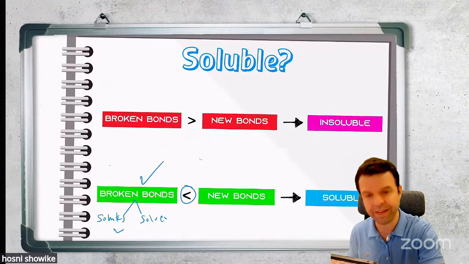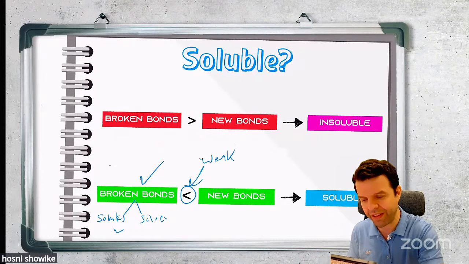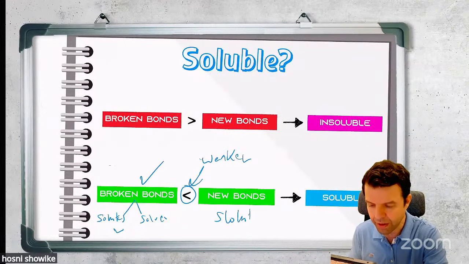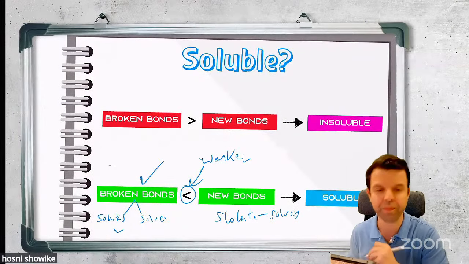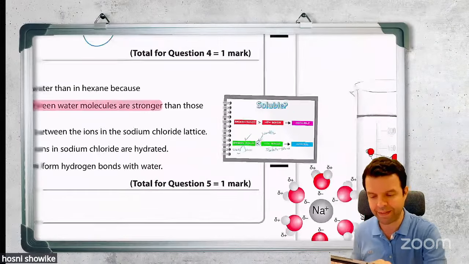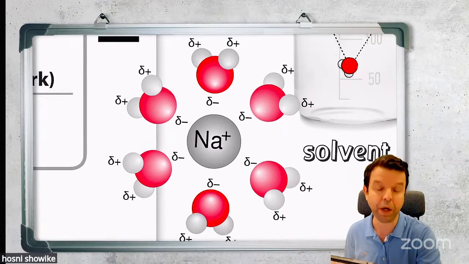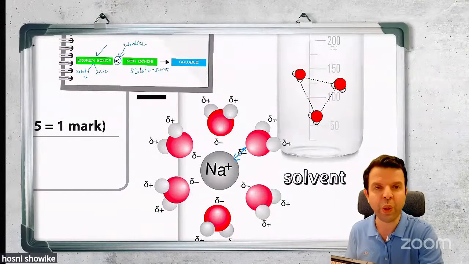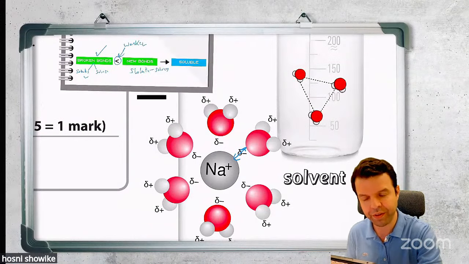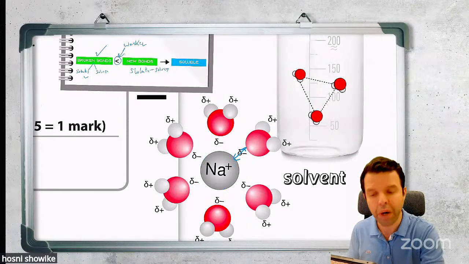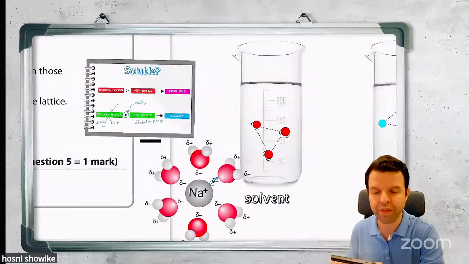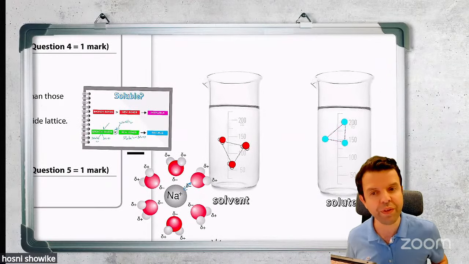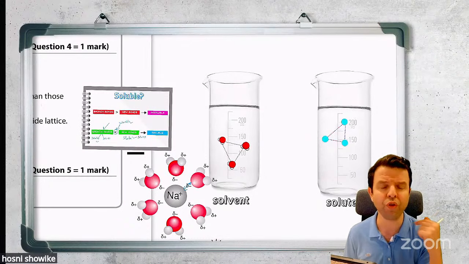weaker than the new bonds. What do I mean by new bond? A new bond here is between solute and solvent, okay? So in my case, they're talking here about the solubility of ionic compounds. Ionic compounds dissolve very well in water because this bond I have, we call it ion dipole, is much stronger than the hydrogen bonds you have in water and the ionic bonds you have between the cation and anion. So that's why it dissolves very well in water.